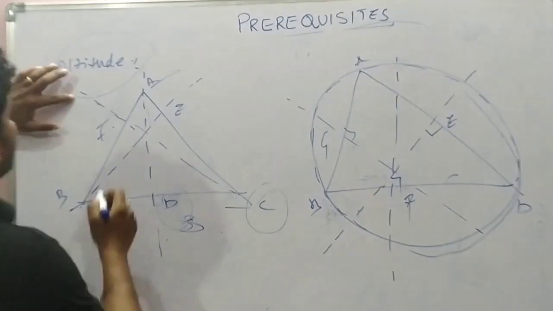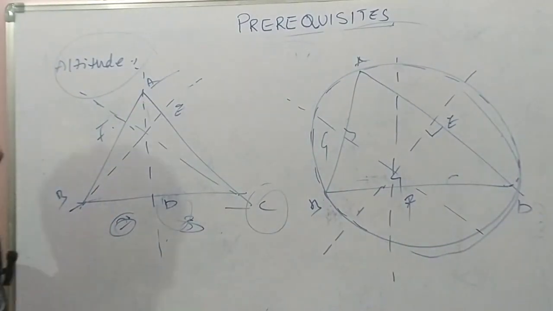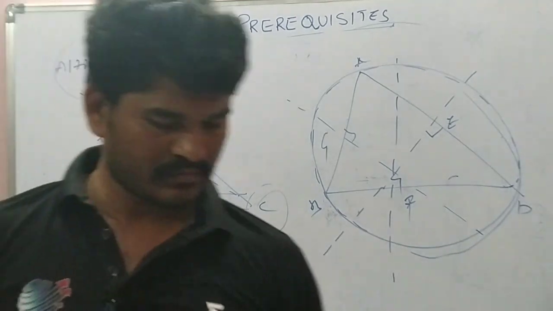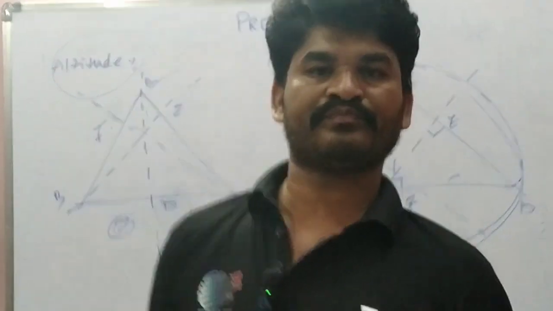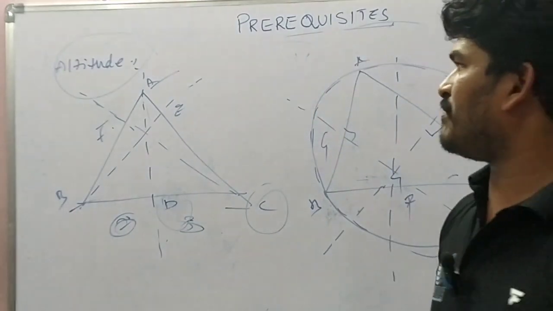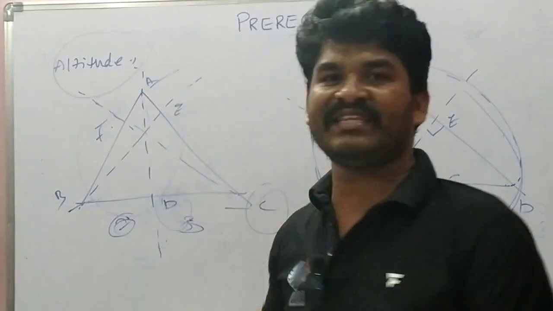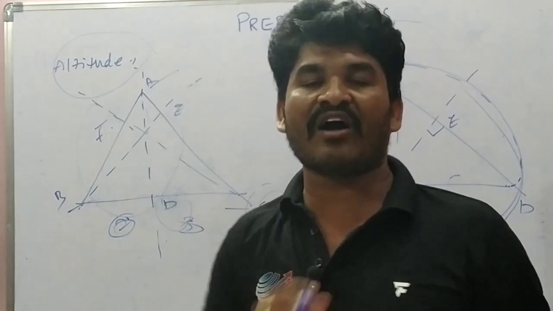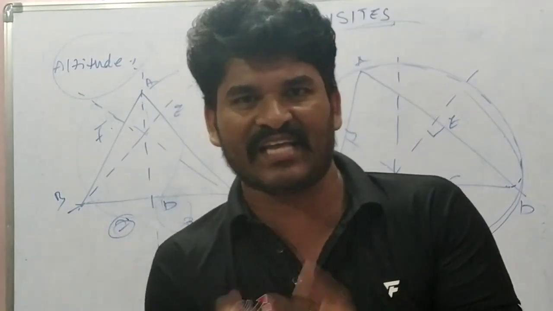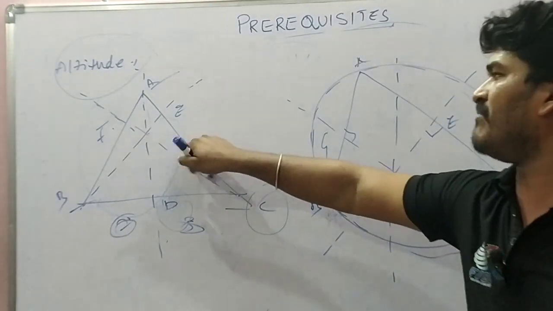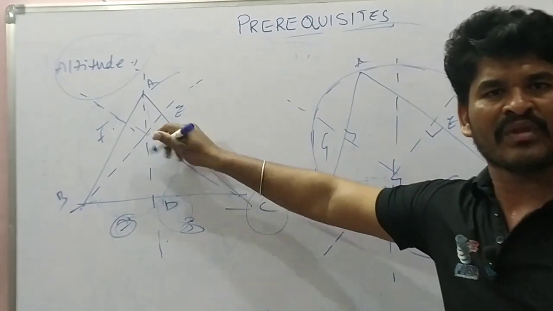Here, observe the orthocenter. In this diagram, the point of concurrency is called the orthocenter. Yes, the point of concurrency is called the orthocenter.